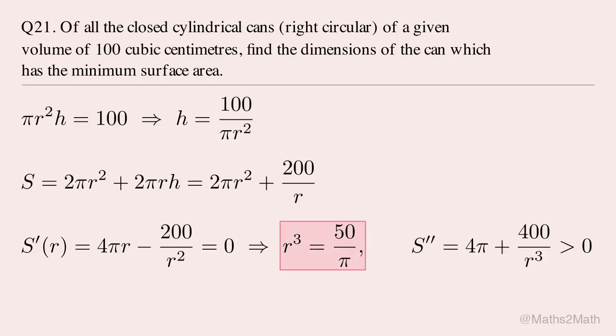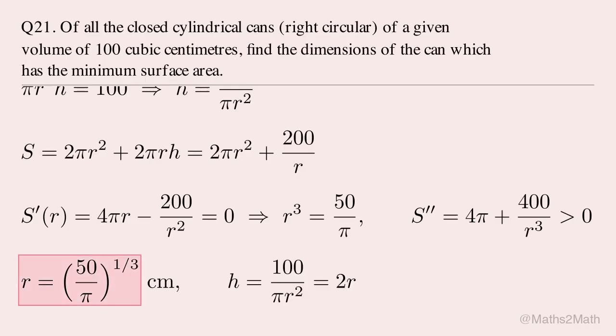R cubed is 50 over pi, the second derivative is positive there, a minimum. Then h is 100 over pi r squared, which is exactly 2r. The can is as tall as it is wide.